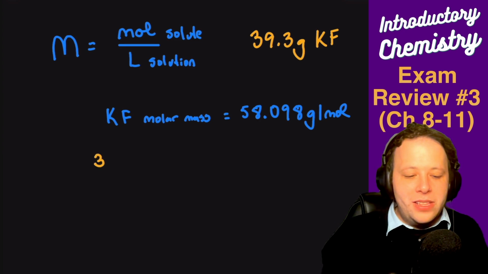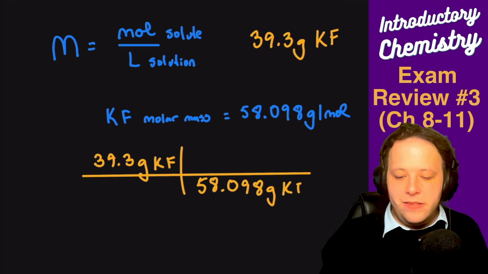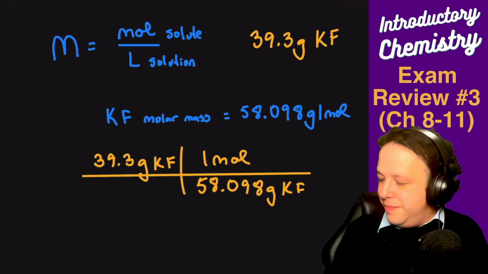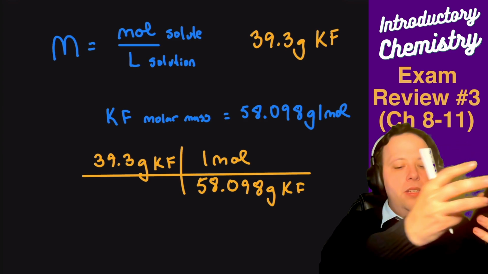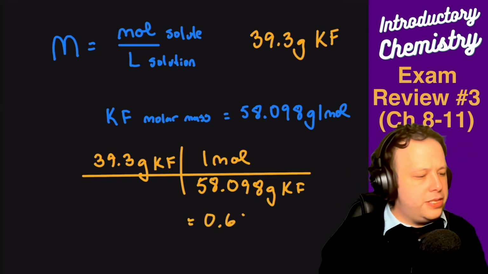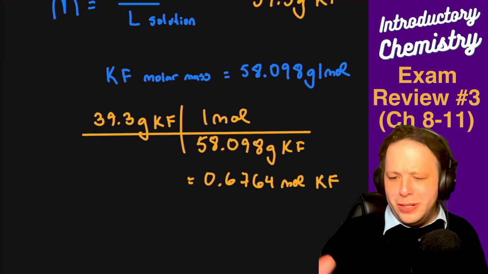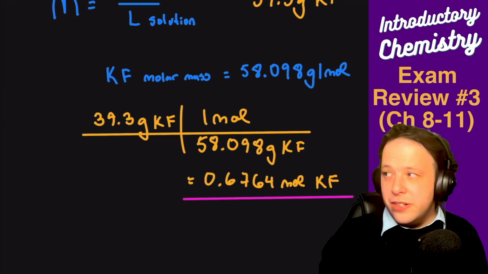I already calculated the molar mass of potassium fluoride using our periodic table. So we'll convert this to moles. It's going to be 58.098 grams per mole of KF. And then we'll convert that real quick. That'd be 39.3 divided by 58.098. What we should get for that is 0.6764 moles of KF. And if you have more digits, even better. And then what we're going to do with that number is divide it by the liters of our solution.